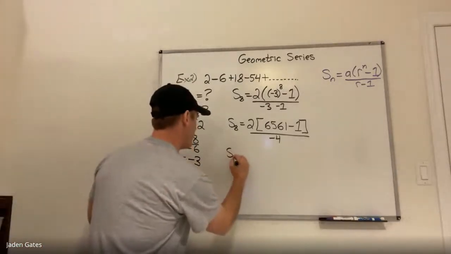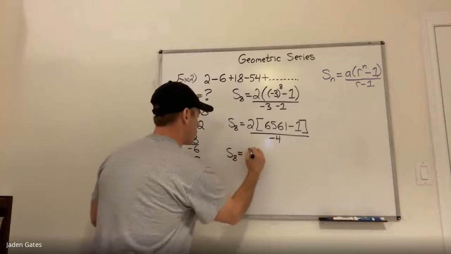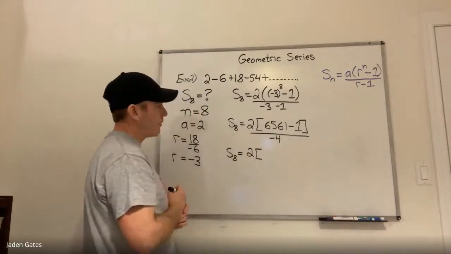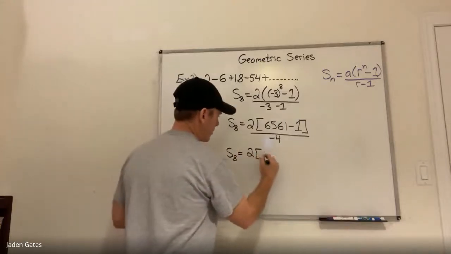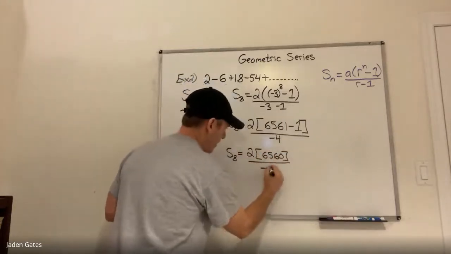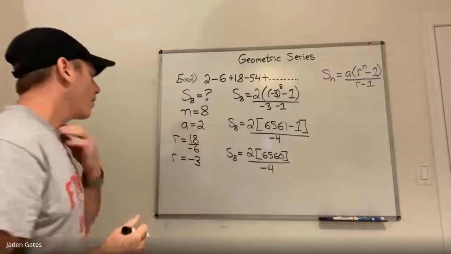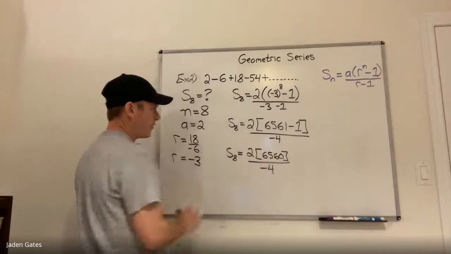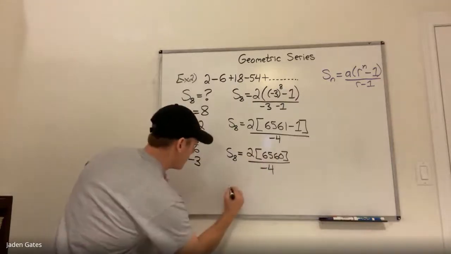All right, I'm going to keep trucking along here. Again, 6561 minus 1. Well, we're going to have 6560 then. And I can't forget my -4 in the bottom. All right, so now I'm just going to go 2 times 6,560 divided by -4.